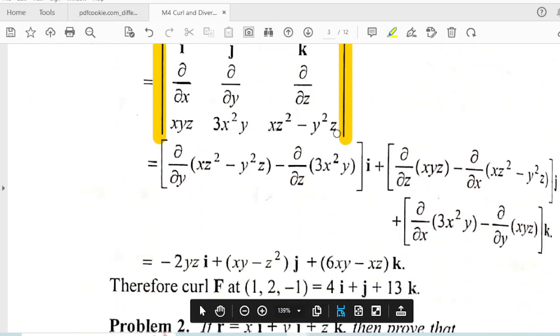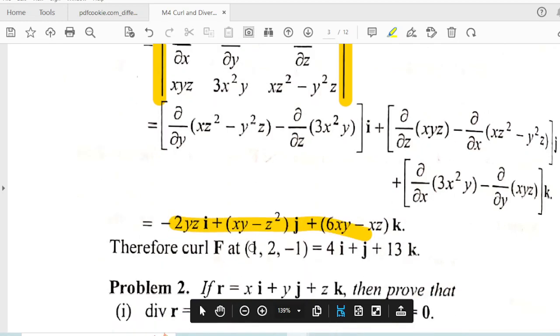So when we open the determinant, we get the answer like this, and we have to find curl at the point 1, 2, minus 1. So putting x equal to 1, y equal to 2, z equal to minus 1, we get this value.